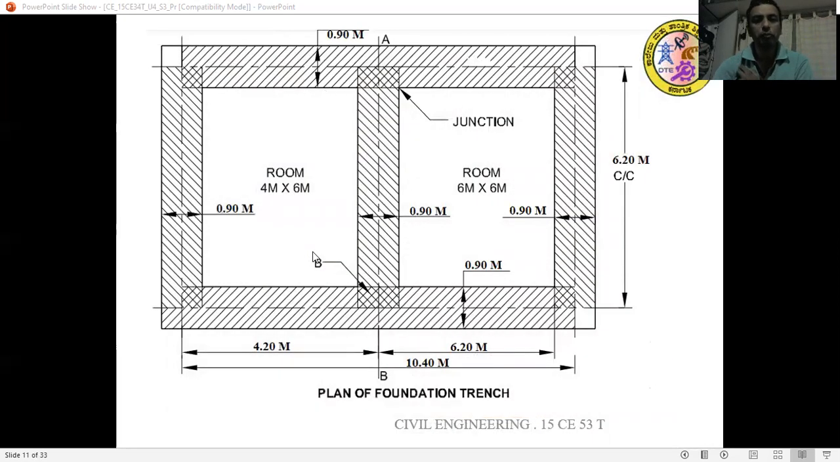Okay, this is another picture. It shows the plan of the foundation trench. Here the breadth of trench is given equal to 0.9 meter. This is the center to center distance, 6.2 meter for this room, and here the center to center distance is equal to 4.2 meter for this room. You have to add both center to center lengths. This gives 10.4 meter, the total center to center length of the wall. Again, here also the inner dimension of the room is equal to 6 meter. Then you add half of the thickness of wall plus half of the thickness of wall. Finally, we get the center to center length equal to 6.2 meter.